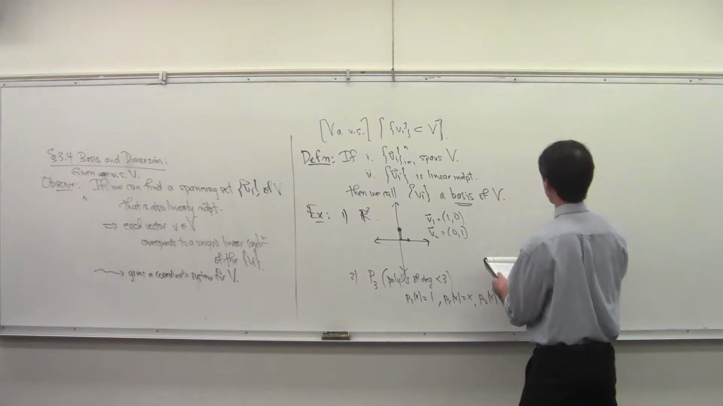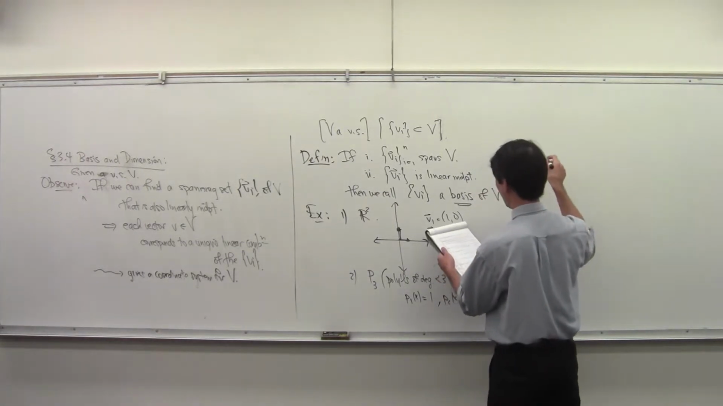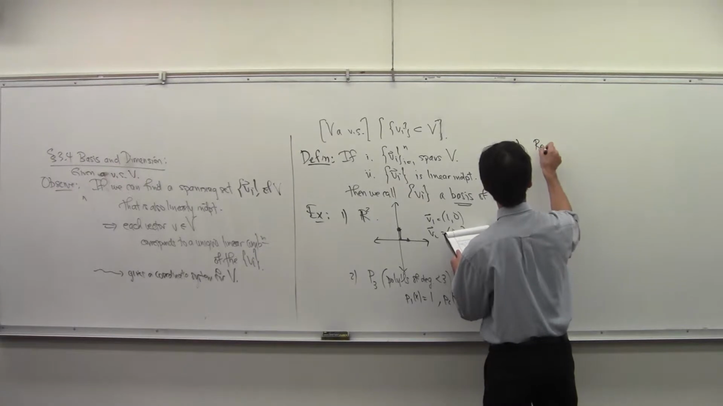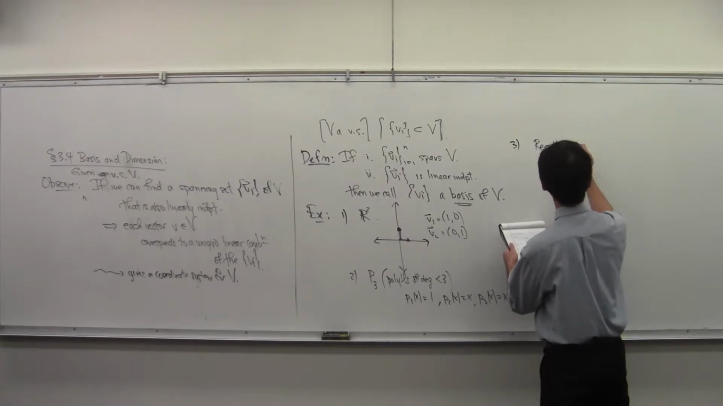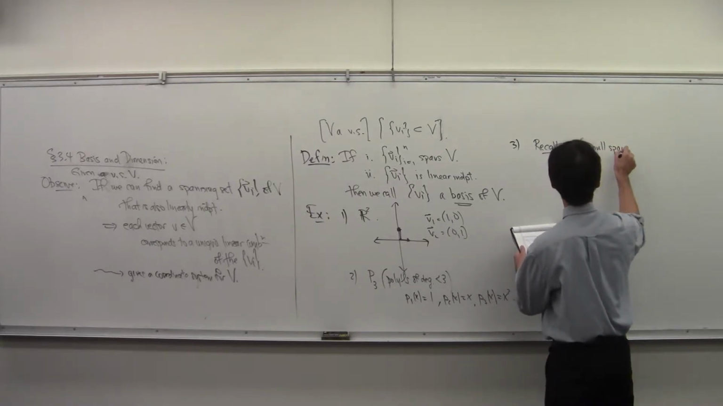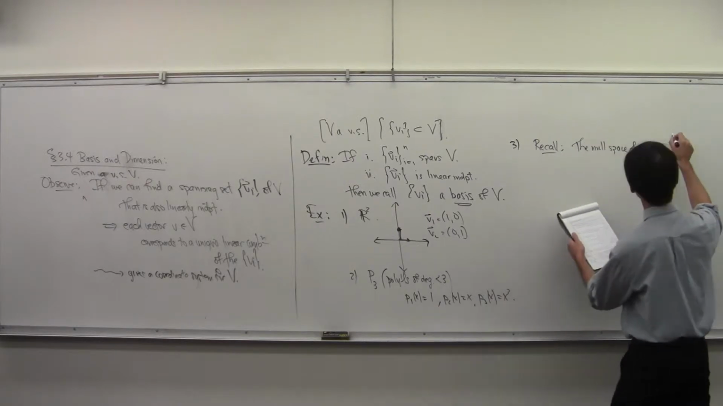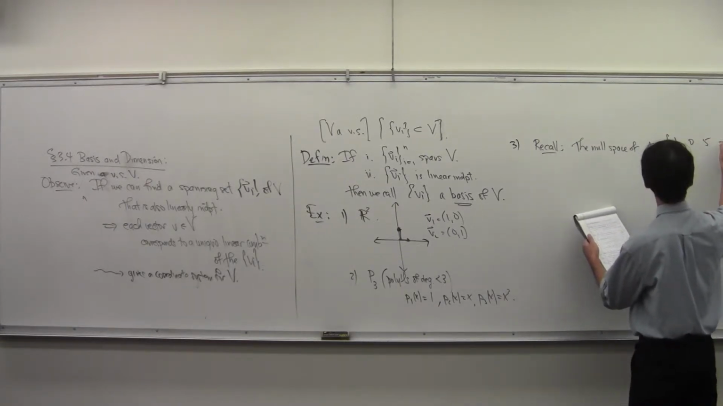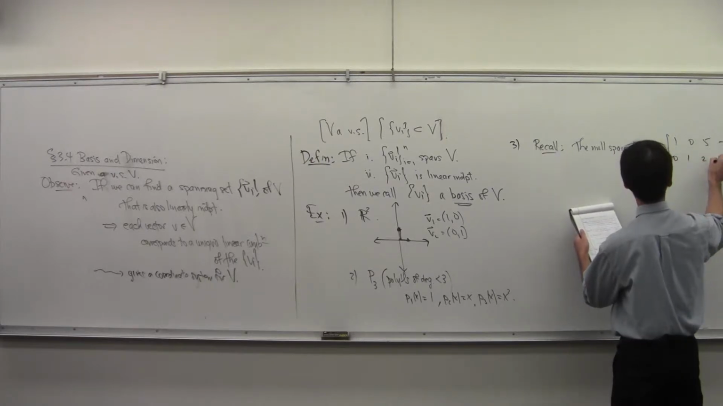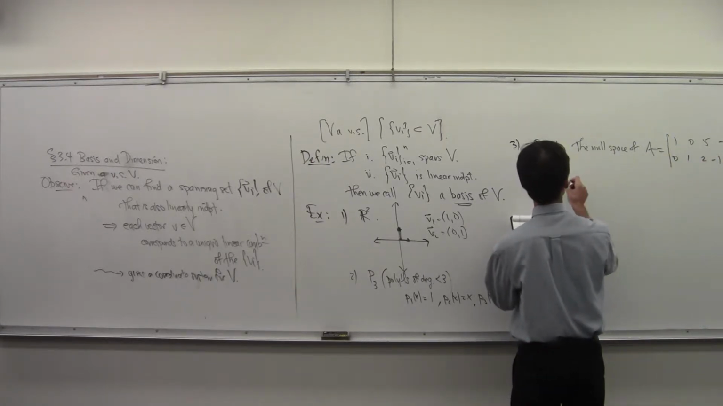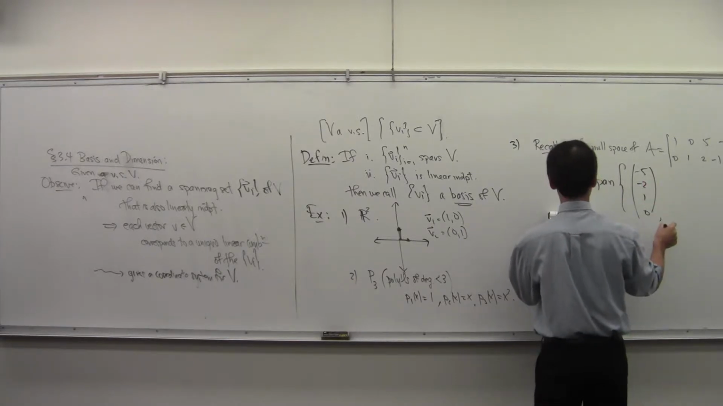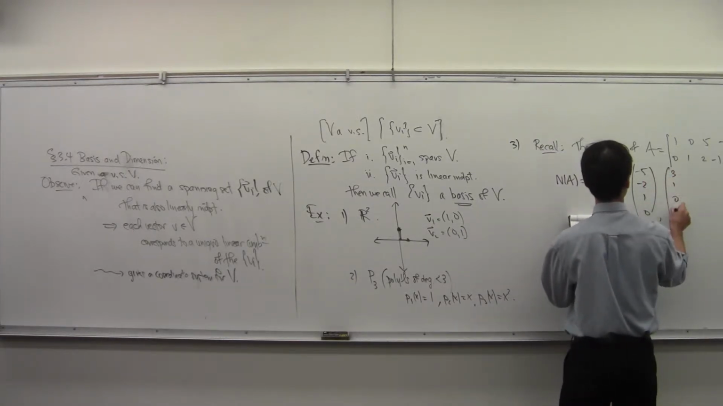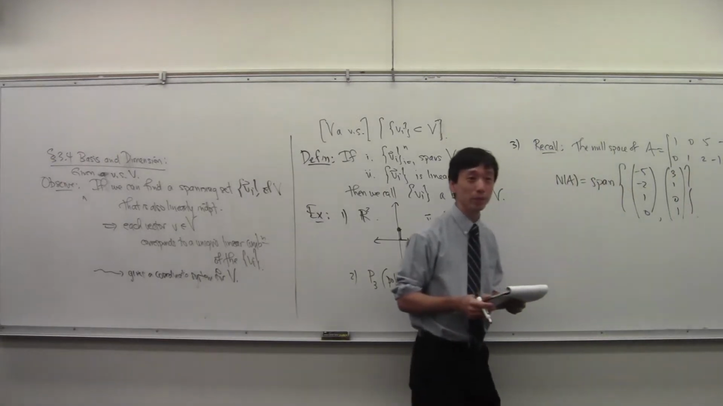Okay. Another example, slightly more sophisticated. Recall, we calculated the null space of the matrix with rows 1, 0, 5, -3 and 0, 1, 2, -1. It turned out to be the span of two vectors, (-5, -2, 1, 0) and (3, 1, 0, 1). We did this example when we introduced the null space.